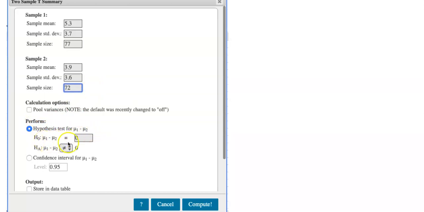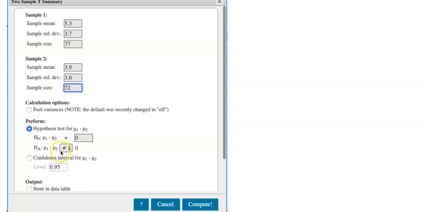We are going to assume, and for our class we're just going to always set the null hypothesis as the difference is equal to 0. Difference equals 0 means what? There's no difference. They're about the same. That's what we're trying to test. That's what we're trying to reject, right?